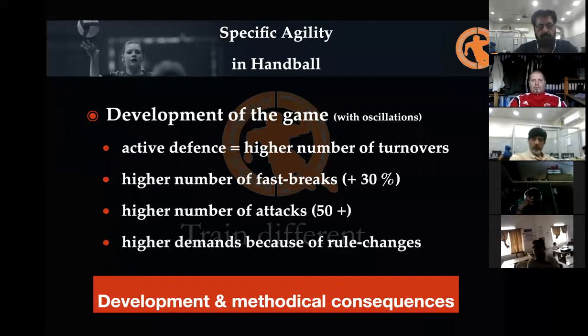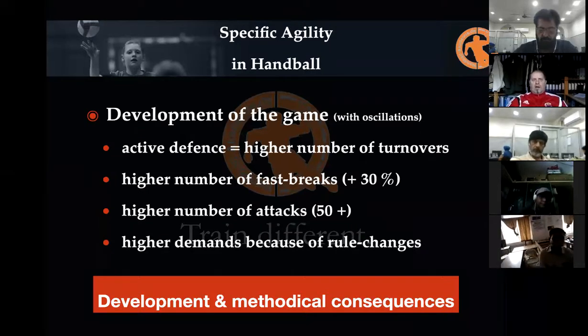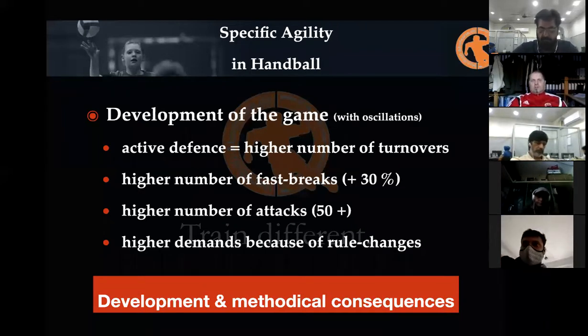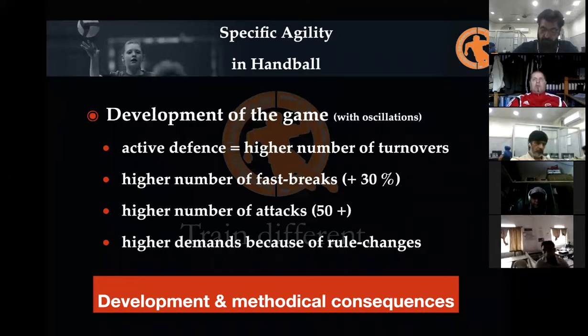And finally, we have to expect higher demands in that idea of playing fast, depending on some rule changes. In the past, we had some rule changes which speeded up the game too. Some had a very great influence, a big influence on the game. Some were small rule changes only.